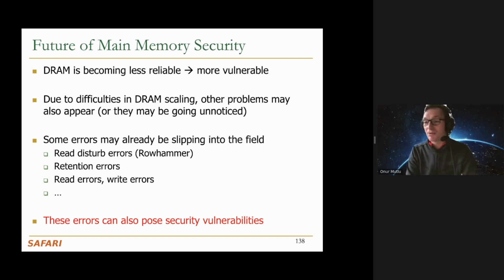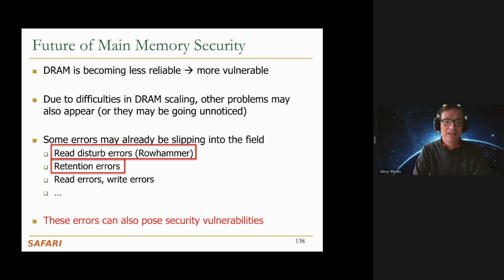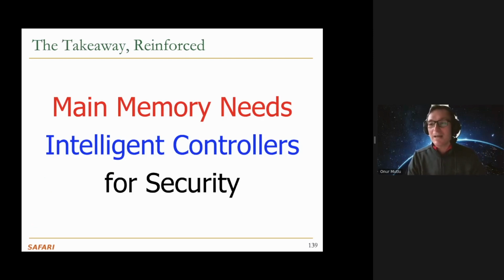And even if some of them may not be slipping into the field at this point, as scaling gets worse, they may be slipping into the field. Essentially, all of these errors that slip into the field are reliability problems, but they can also pose security vulnerabilities because someone intelligent can take advantage of them. I'm not going to talk about those in detail, but I believe the solution is building much more intelligence into the memory system, especially the controllers, so that we can handle these security problems.